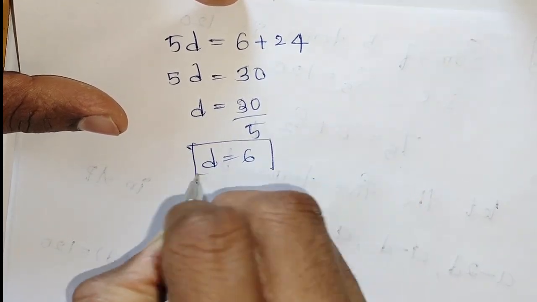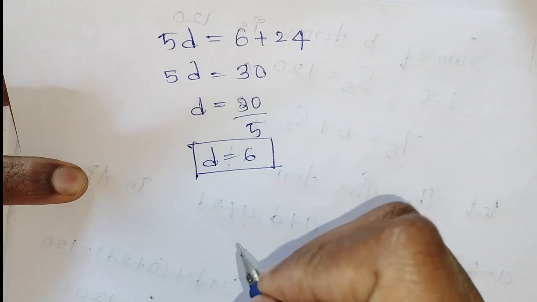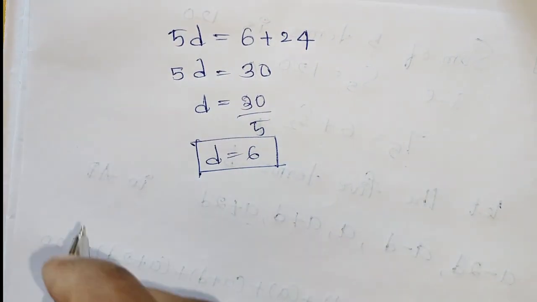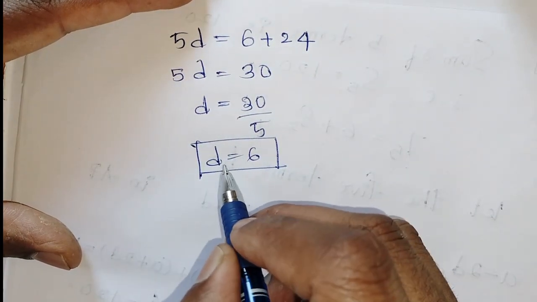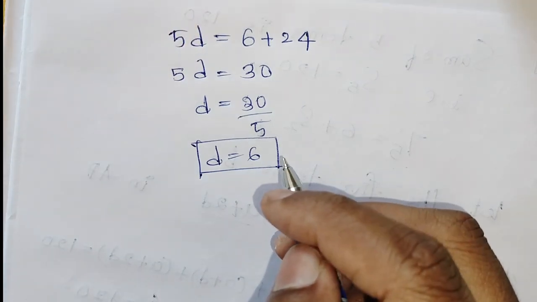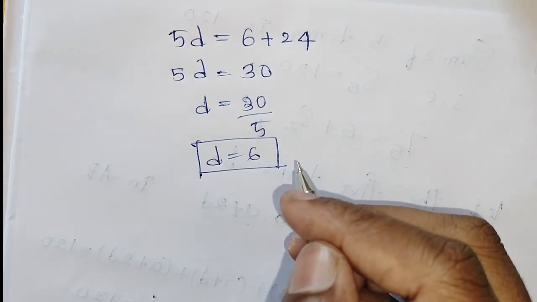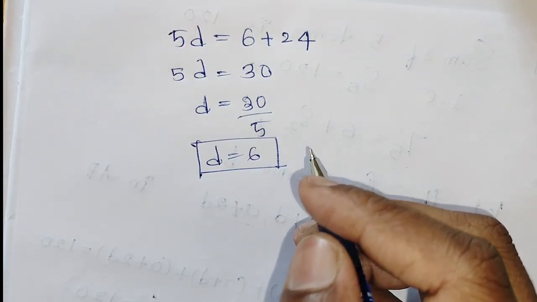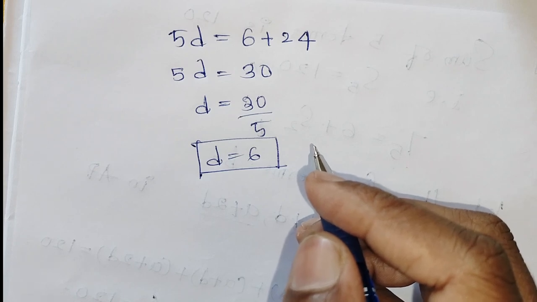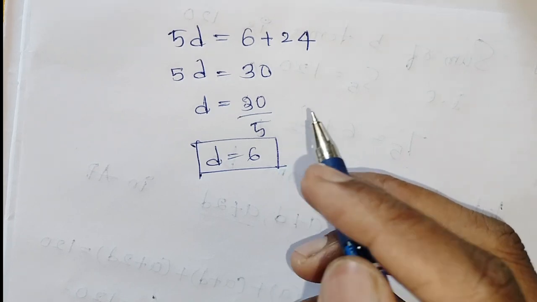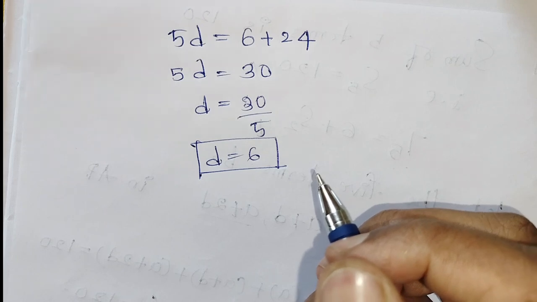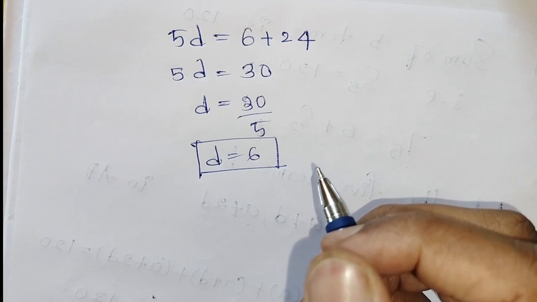Okay, d equals 6. Now we know a and we know the common difference d. Okay. Now we can find the terms of the AP. As you know, when we know the first term and the common difference, we can find the terms. Okay.